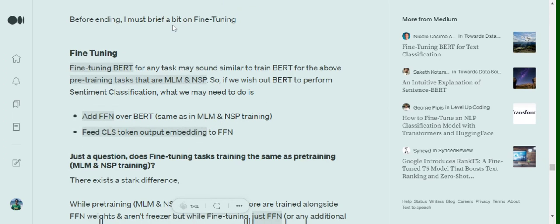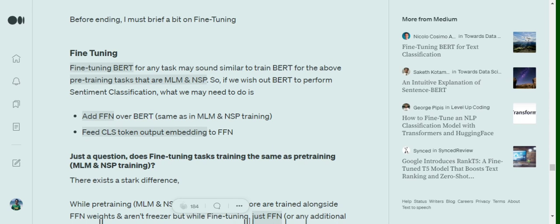Right. Now moving on to the last part, that is fine tuning a BERT. Fine tuning is nothing but adding a few layers over the top of the trained BERT model that we did in the pre-training part, and eventually solving the problem we wish to solve, be it text classification or sequence prediction. It can be anything. So we'll be using the BERT base as the core, and adding a few layers over that. As you can see, add an FNN over BERT, and feed the CLS token output embedding to the FNN.